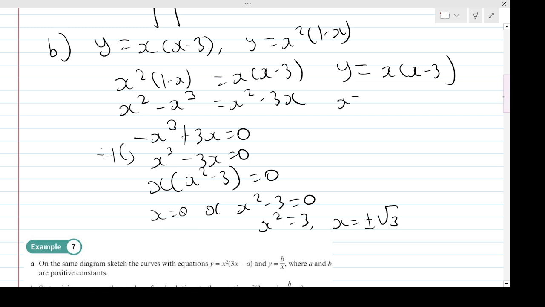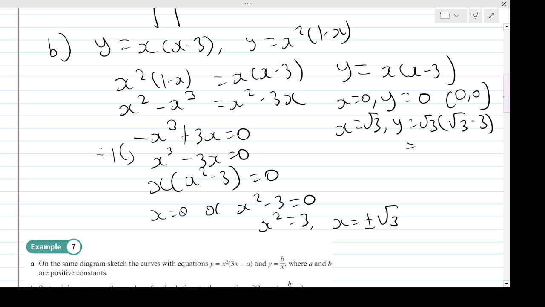So firstly, if x is 0, y is going to be, well, 0, isn't it? Because we're multiplying by 0 effectively. So that would give the coordinate (0, 0). Then, when x is root 3, y is going to be root 3 times (root 3 minus 3).